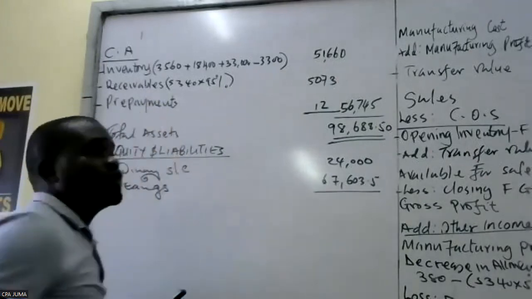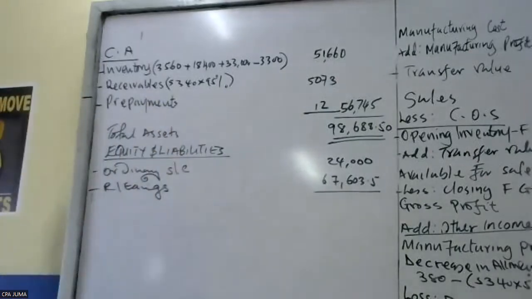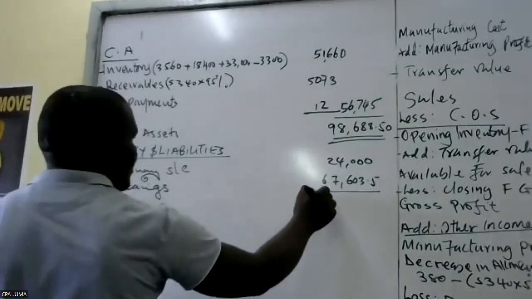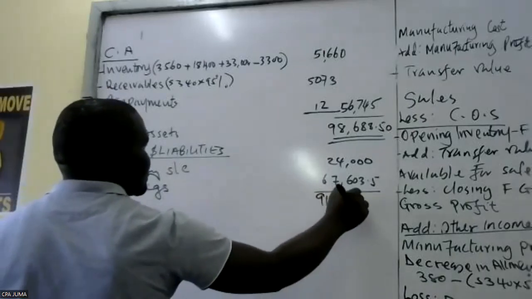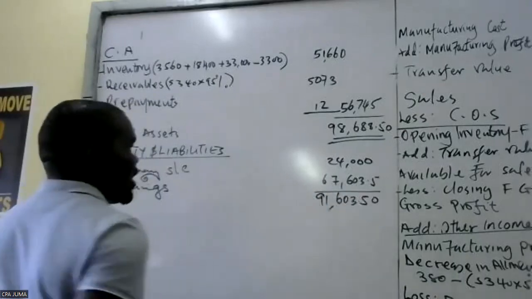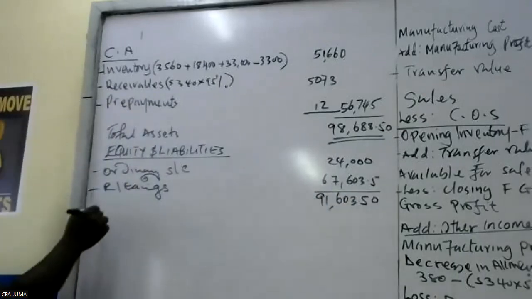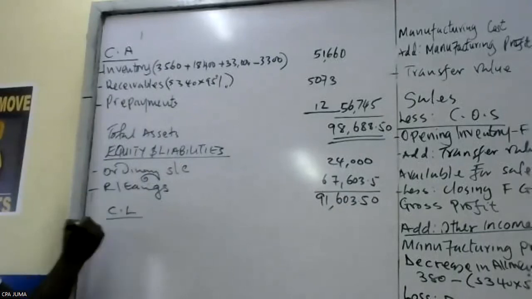So can you add the 2? Add the 2. What unasoma? Really? If you don't read, you just have another solution. 91,603.5. Current liabilities, there was no loan here.